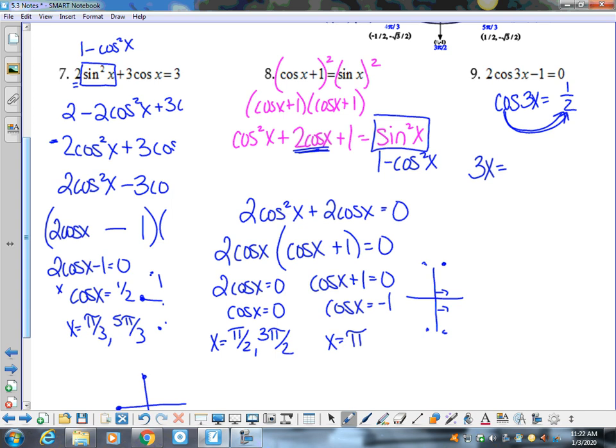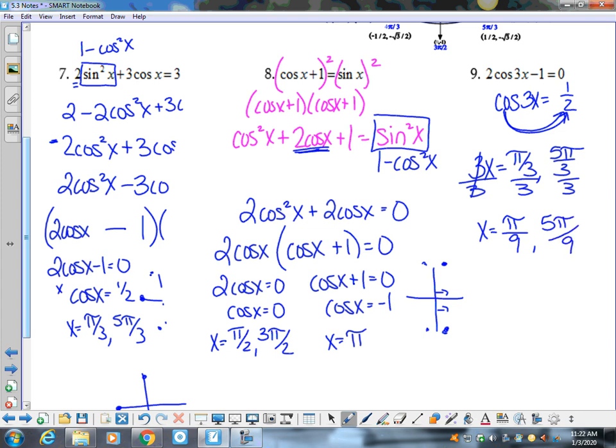So it would have to be this one, which is pi over 3, and this one down here, which is 5 pi over 3. So instead of having x equal these places, now I just have 3x equal to these places. So now to finish solving the equation, I just divide them by 3. Well, to divide by 3, just slap a 3 on the bottom. So that's pi over 9 and 5 pi over 9.